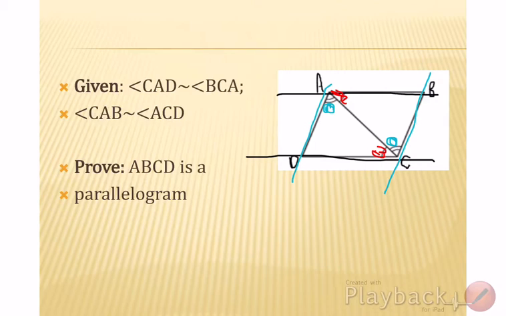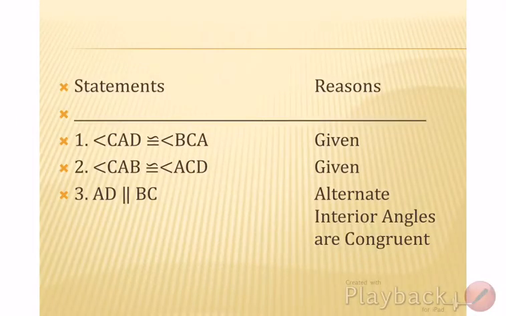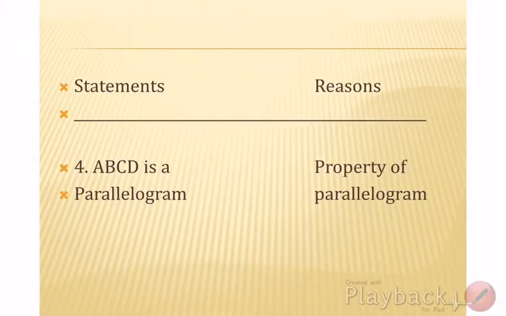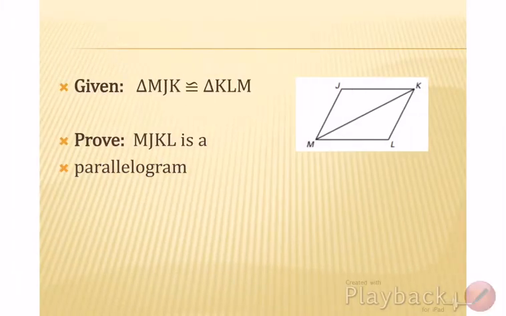the quadrilateral is considered a parallelogram. And you may use the alternate interior angles are congruent as a reason for stating that the two sides are parallel, and therefore ABCD is a parallelogram because of a property of a parallelogram. Does that make sense? I hope so. Here's another example.